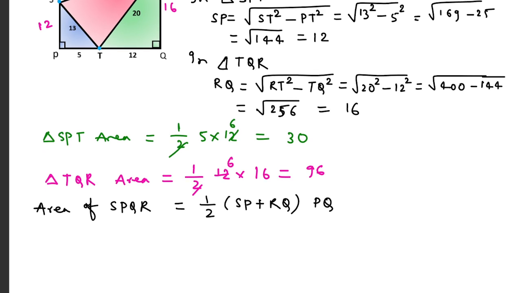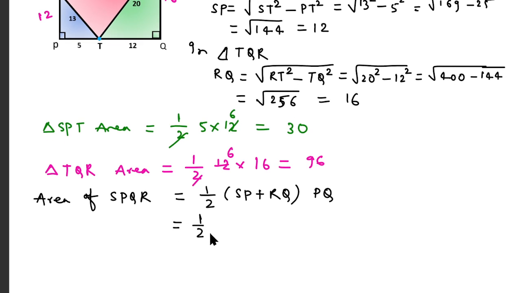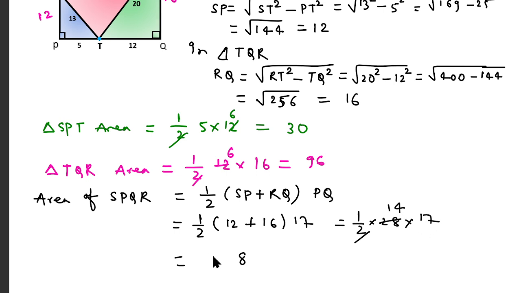Okay, now we can write 1 by 2, SP is 12 as we have calculated already, RQ is 16. PQ is 5 plus 12, that is 17. So we can write 1 by 2, this will become 28 into 17. This is in 14 times. So we get 14 into 17. 17 into 4 is 68, carry 6. 17 into 1 is 17, plus 6, 238 square unit is the area of this trapezium.